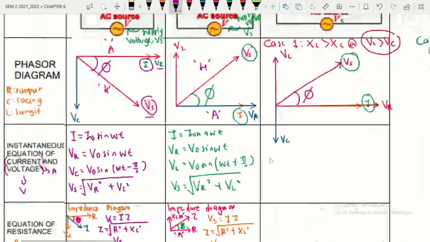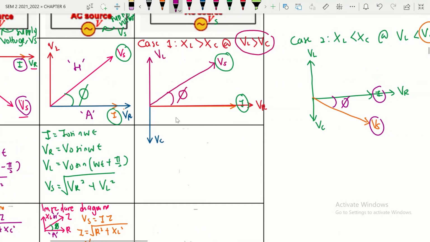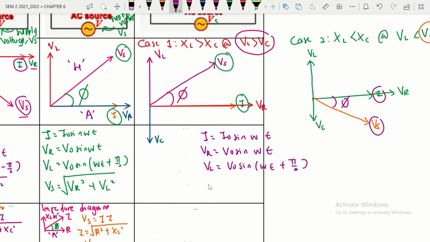Okay, sekarang kita nak tengok instantaneous equation of current and voltage. Okay, yang ini semua akan sama je. So, current kita akan jadi equals to I0 sin omega t. Dan voltage across resistor kita akan jadi V0 sin omega t. Dan voltage across the inductor akan jadi V0 sin omega t plus pi over 2. Manakala voltage across capacitor kita akan jadi V0 sin omega t minus pi over 2. Okay, tetapi dia punya supply voltage akan lain untuk case-case dia.